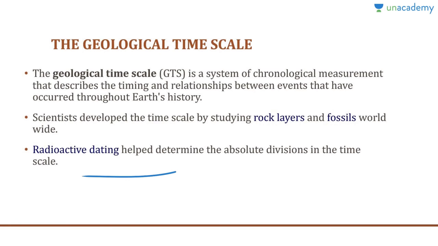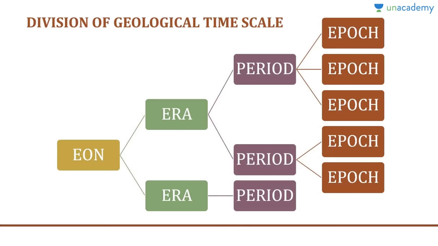And the method used is radioactive dating, which helps in determining the absolute divisions in the time scale. You might have heard of carbon dating. That's the same method that is used for determining the divisions in the time scale. Now, as we divide a year into months, months into weeks, and weeks into days, similarly the geological time scale is divided into eons. An eon is divided into eras. An era is divided into periods, and a period is further divided into epochs. So the largest one is the eon and the smallest one is the epoch.